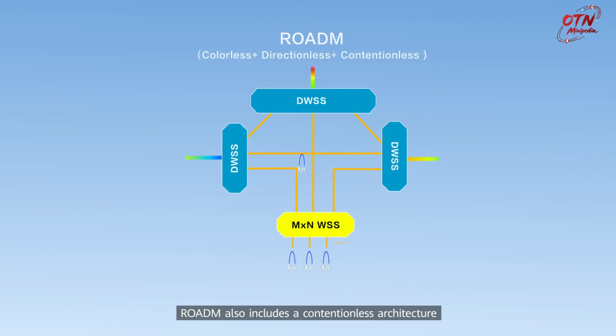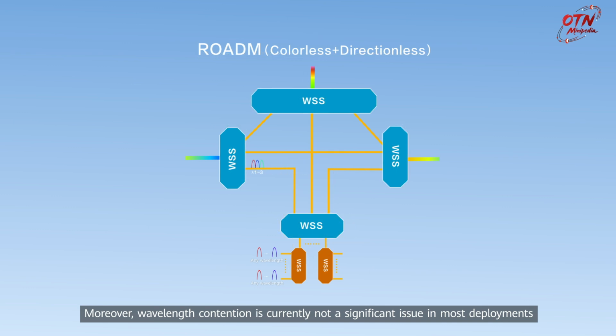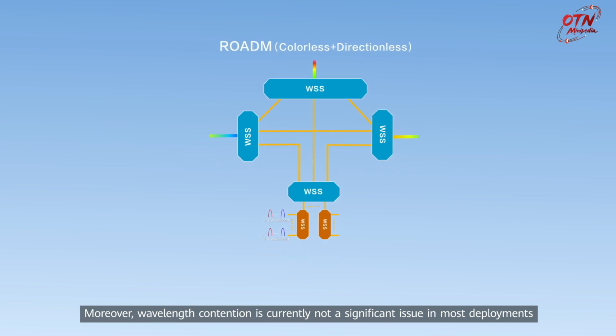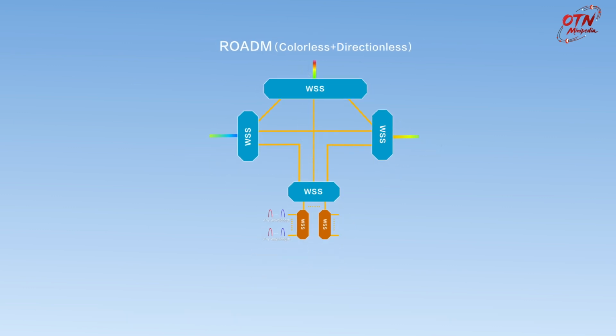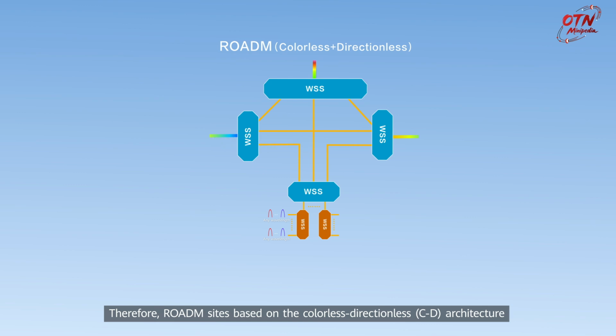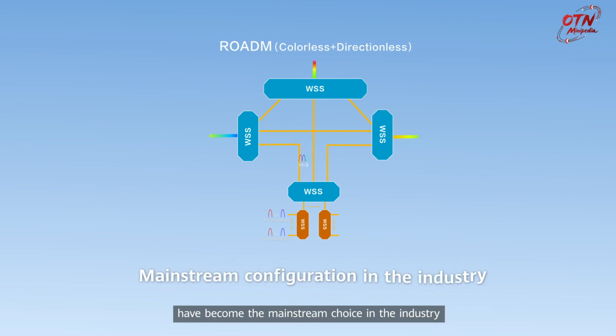ROADM also includes a contentionless architecture, which allows the same wavelength to be added or dropped at different ports on the same board at the same time. However, due to its technical complexity, cost, and integration challenges, contentionless modules have seen limited adoption. Moreover, wavelength contention is currently not a significant issue in most deployments. Therefore, ROADM sites based on the colorless directionless architecture have become the mainstream choice in the industry.